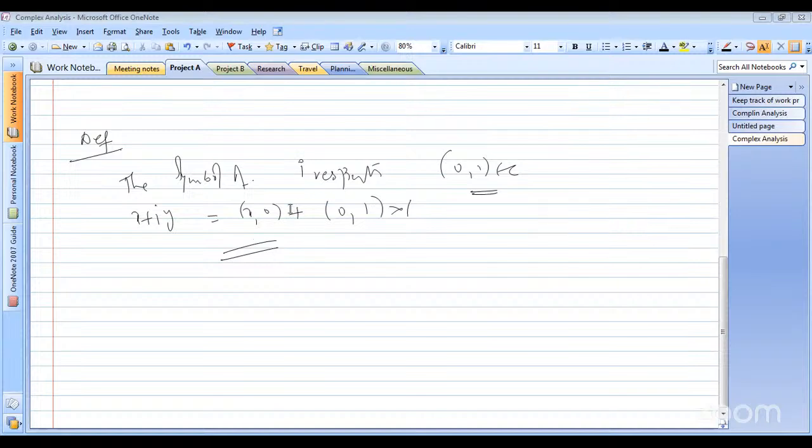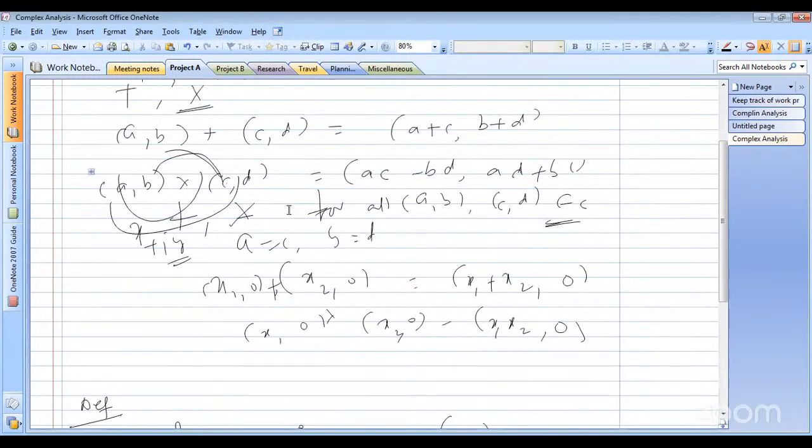So we are taking here A, B, C, D: A plus C and B plus D. For A comma B and C comma D, the product is AC minus BD and AD plus BC. For all of these we are taking the values x1, 0 and x2, 0. In the addition we are taking x1 plus x2 comma 0. In the multiplication, x1 0 and x2 0, we get x1 into x2, but the value outside is 0.